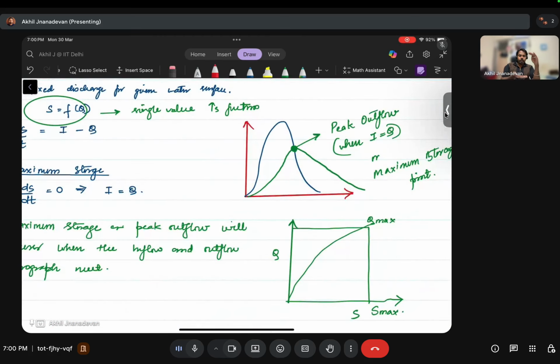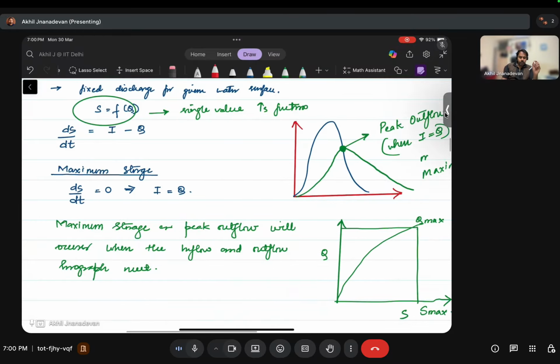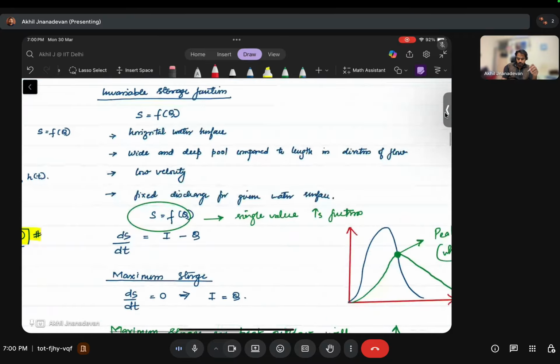That is, the opening area will be constant, so a maximum particular discharge can occur, and this will become flat. This particular Q versus S curve becomes flat. Further, if we increase the storage, the flow rate will be constant. At the point of maximum storage, we can find it by differentiating our continuity equation. That means at the maximum, ds by dt should be equal to 0.